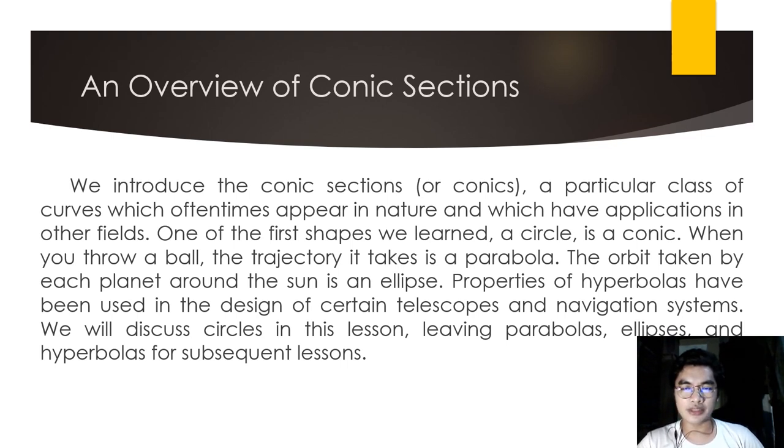Next, the orbit taken by each planet around the sun is an ellipse. That is why we have different seasons. Here in the Philippines, between December to February, we experience cold weather, and then from March to May, we have warm weather.